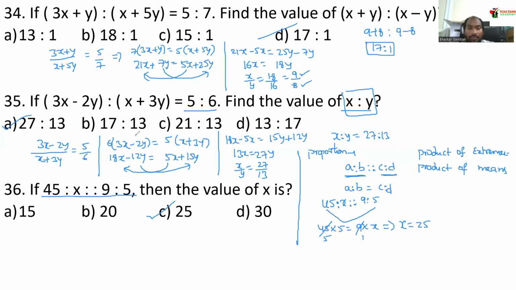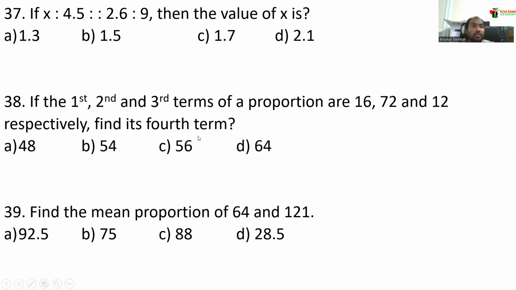Next one. Same once again. x is to 4.5 is as 2.6 is to 9. So here also what should we do? Once again product of extremes equal to product of means. That is, x into 9 equal to 4.5 into 2.6. Now if we check, 9 ones are 9, 9 fives are 45. But how much does it come to? 0, because 4.5 is there.